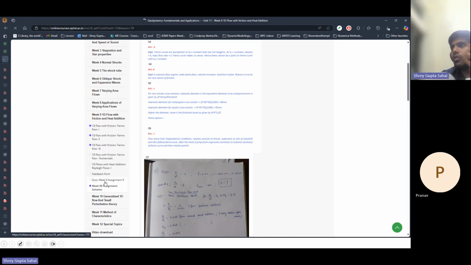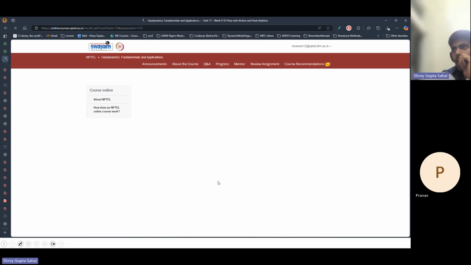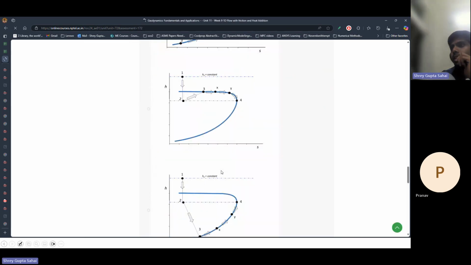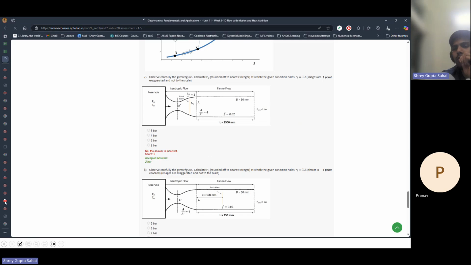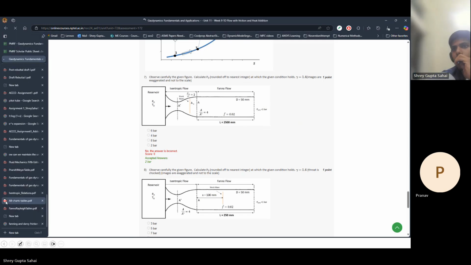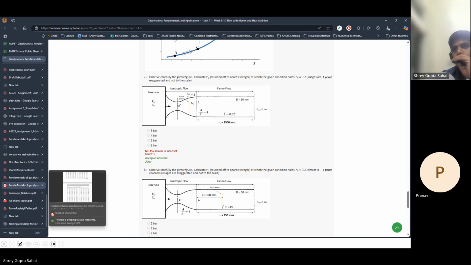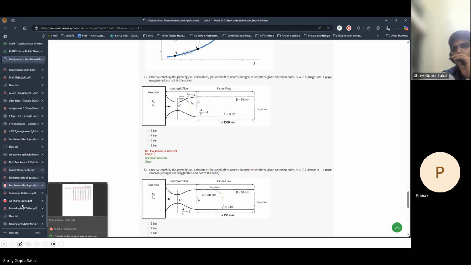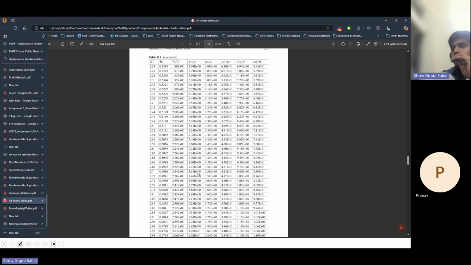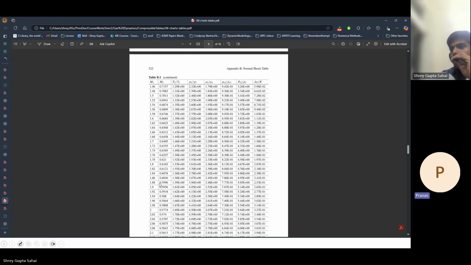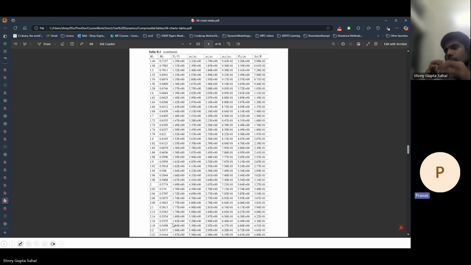Okay, now we'll go to the normal shock table. After the normal shock, what is the Mach number you get? For 2.17, I get 0.55. Yeah, it's the same thing, you'll get 0.55. Fine.